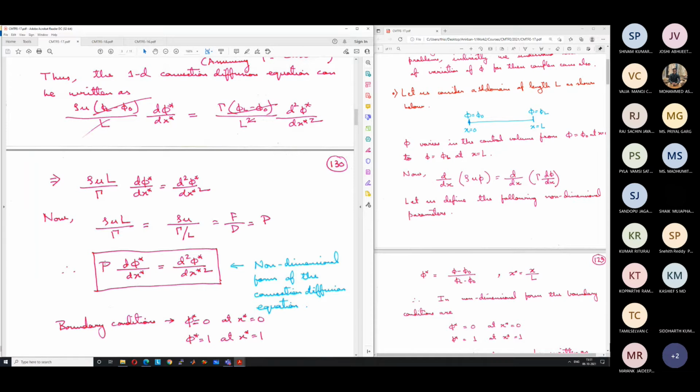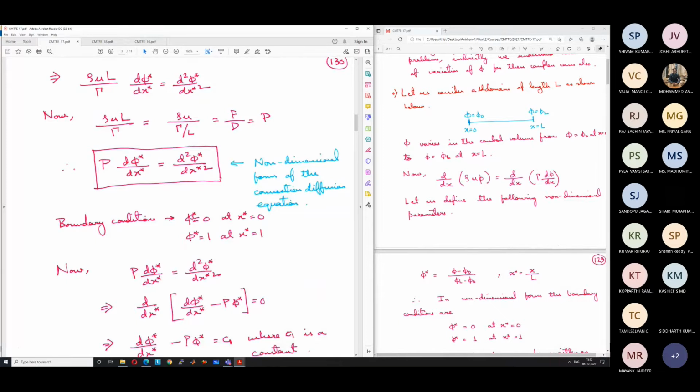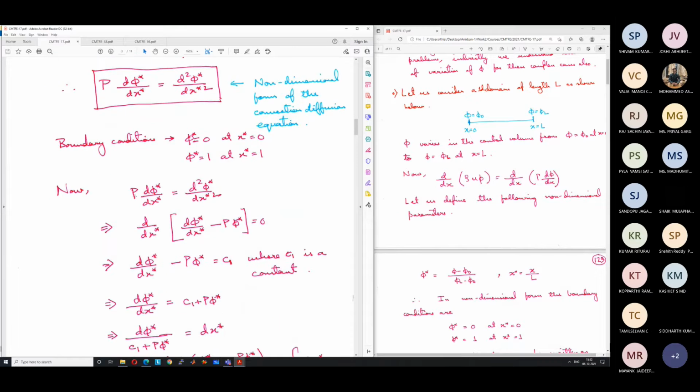So we are left with P d phi star dx star is equal to d square phi star dx star square. This is our non-dimensional form of the convection diffusion equation. Okay. So we have successfully non-dimensionalized the equation. It might not have been possible for other types of equation, but for this simple equation, it is possible. So we want to now solve this equation with the boundary conditions. For a second order equation, two boundary conditions are required. We have already defined the boundary conditions: phi star equal to 0 at x star equal to 0, phi star equal to 1 at x star equal to 1.